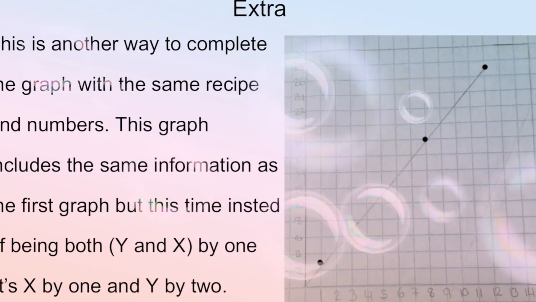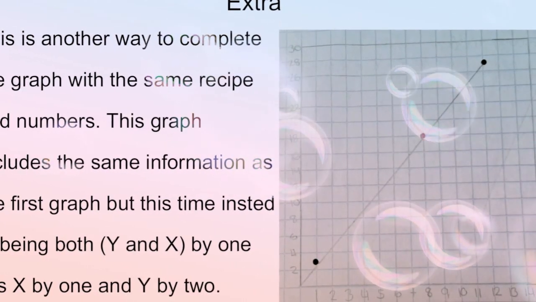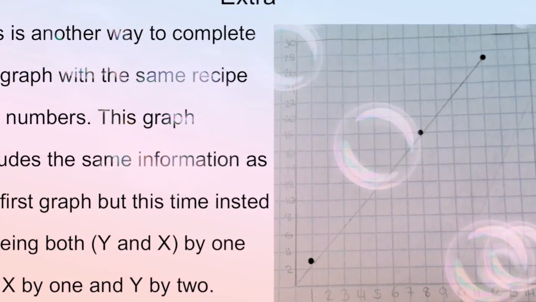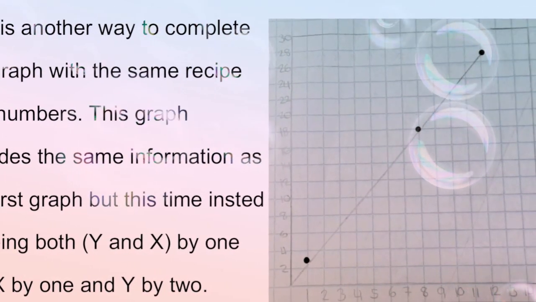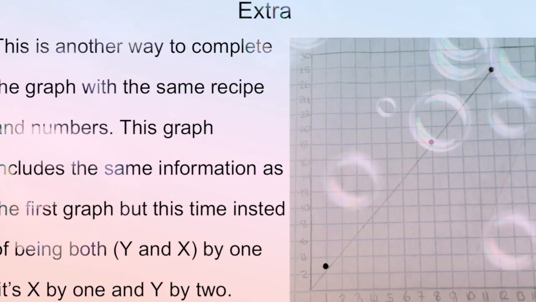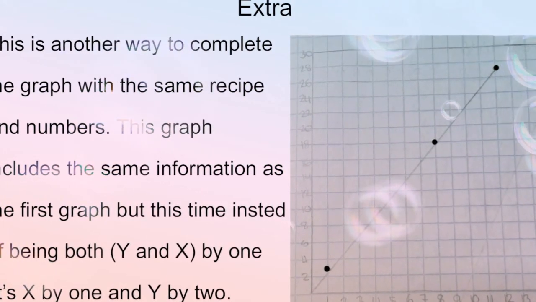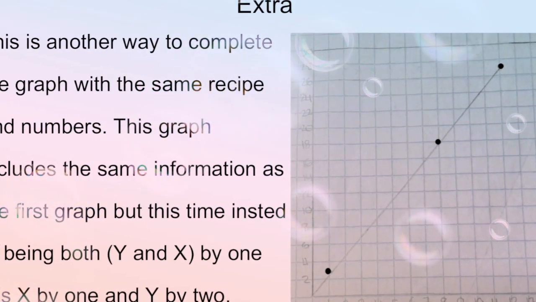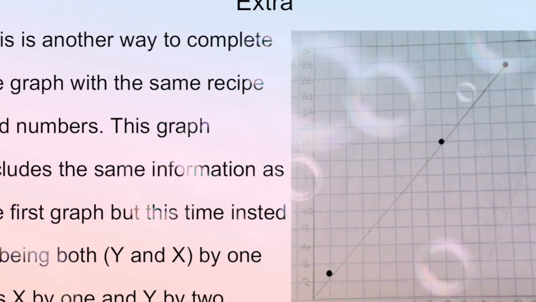Extra. This is another way to complete the graph with the same recipe and numbers. This graph includes the same information as the first graph, but this time instead of being both x and y by 1, it's x by 1 and y by 2.